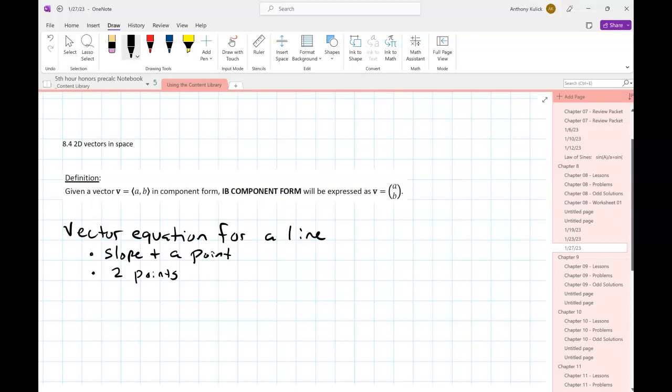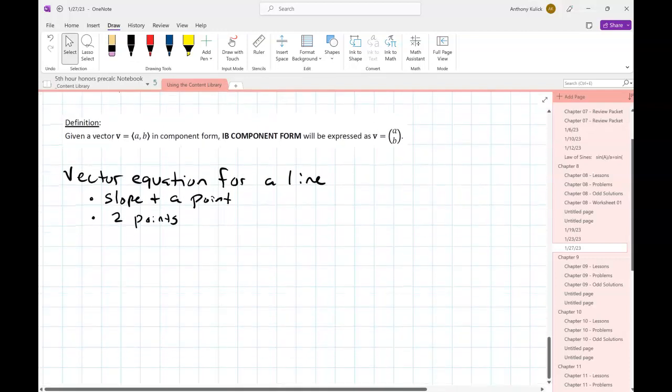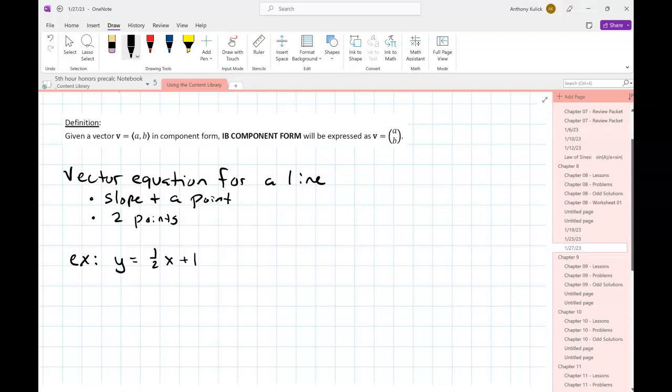It's going to be very much the same idea here if we're using vectors. Either of these two would be enough to write the vector equation for a line. So let's take a line that we already have. Let's say, for example, we just have something like y equals 1/2 plus x.